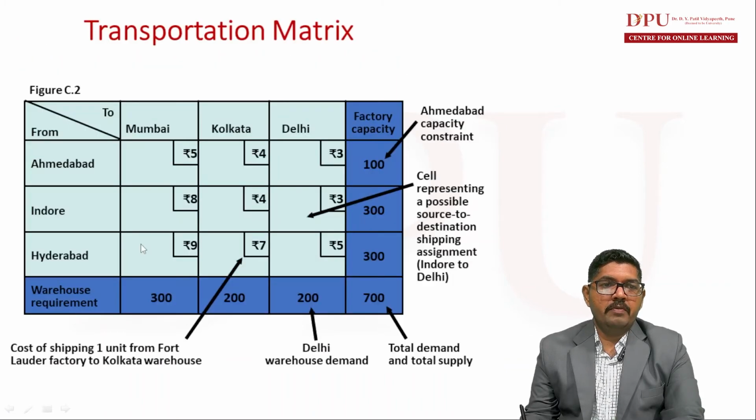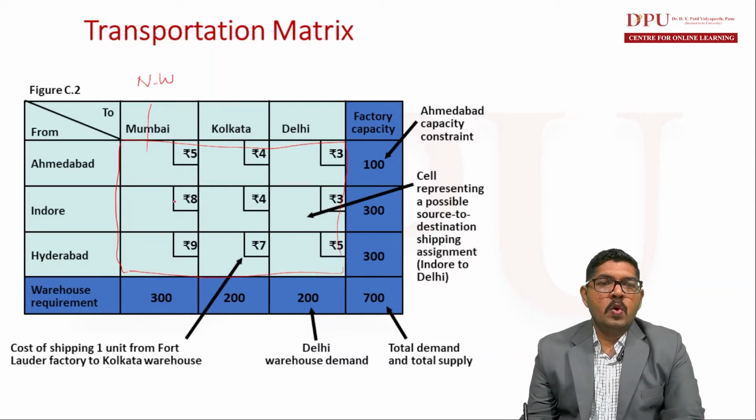So we are talking about the northwest corner method. What we do is choose a northwest corner of this internal 3 by 3 matrix. We have this as the first northwest corner.